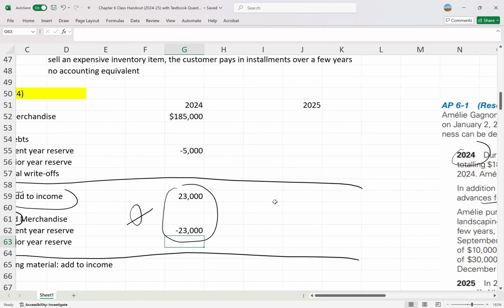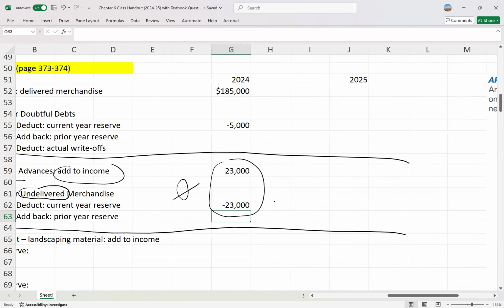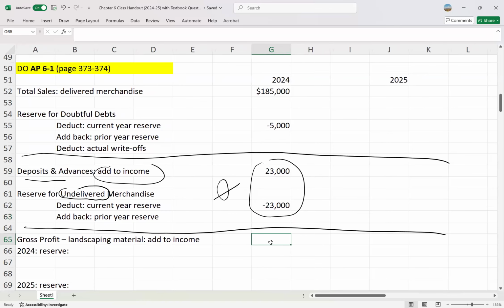And then we have the last paragraph. She bought a bunch of landscaping material and she got it at a really good price. She realized that she's probably not going to use it. So now she's going to sell the material for $50,000. The cost of the material is $40,000. So the gross profit is 10. 50 minus 40, 10,000 gross profit. So we know that 10,000 gross profit needs to be included. So we're going to include that 10,000 gross profit here.